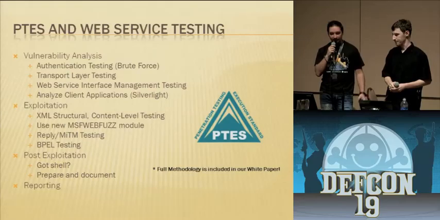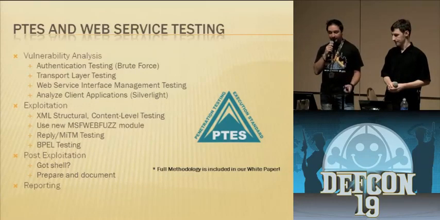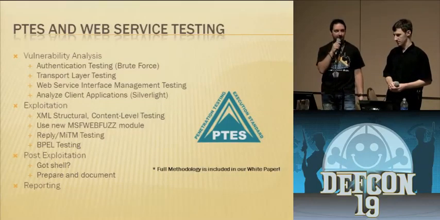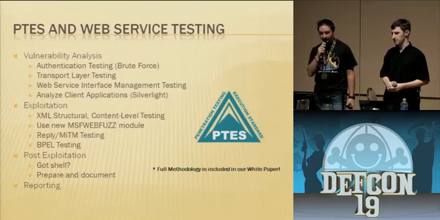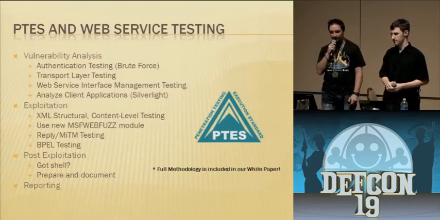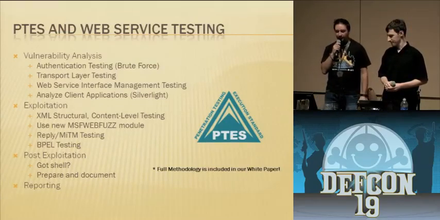Next up, we've got vulnerability analysis. This is where we're actually going to do our testing. We're going to do the authentication testing, transport layer, web service interface management testing, and analyze client-side applications, which we'll talk about in a little bit, like Microsoft Silverlight that interface with web services. And then, of course, the fun part, right? Exploitation. So we're going to do our content level testing.